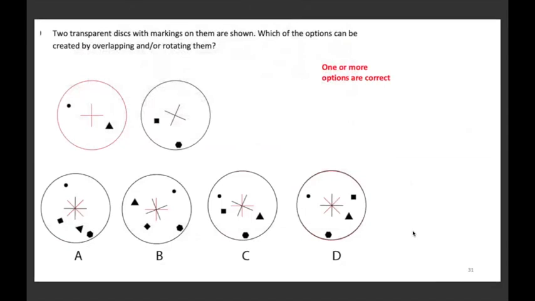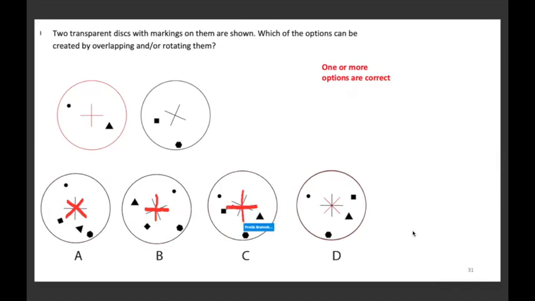Two transparent discs with markings on them are shown. Which of the options can be created by overlapping and or rotating them? Okay. When these two discs overlap each other, you just have to check the quadrant and the location of the shapes that are there. In case of option A, I'm first highlighting all the red ones. The red quadrant is this one, and the rest is black.